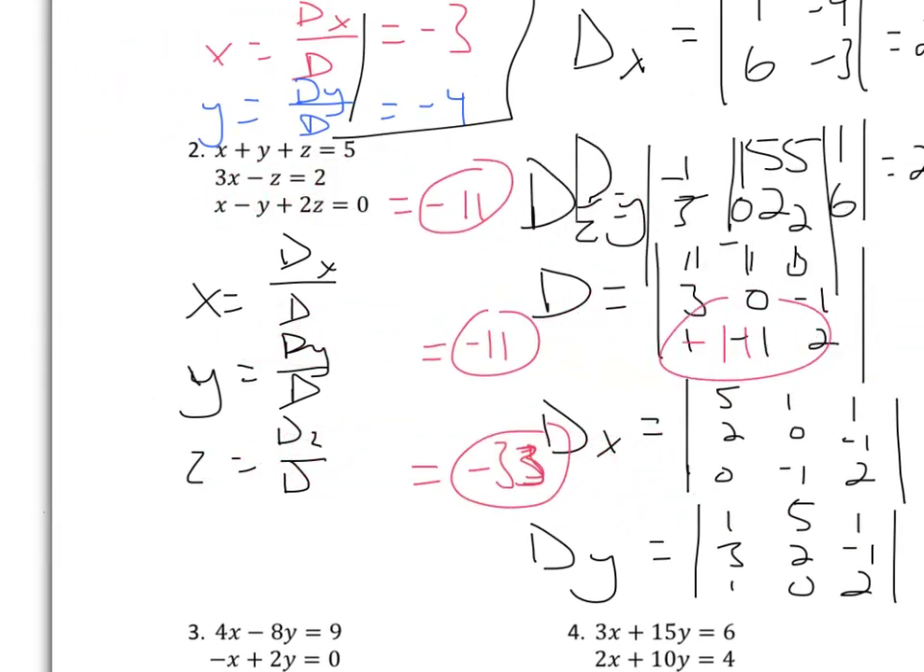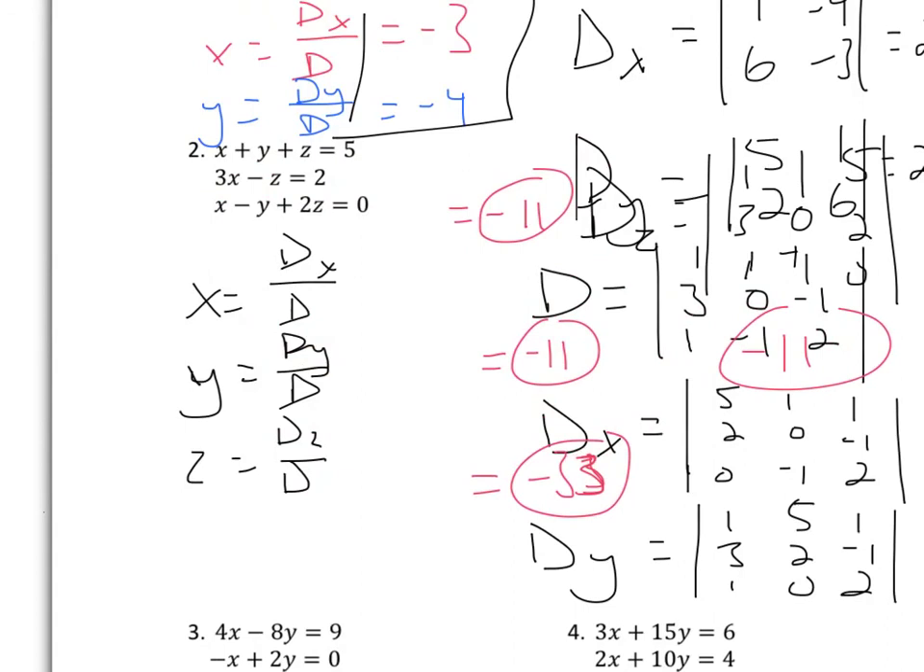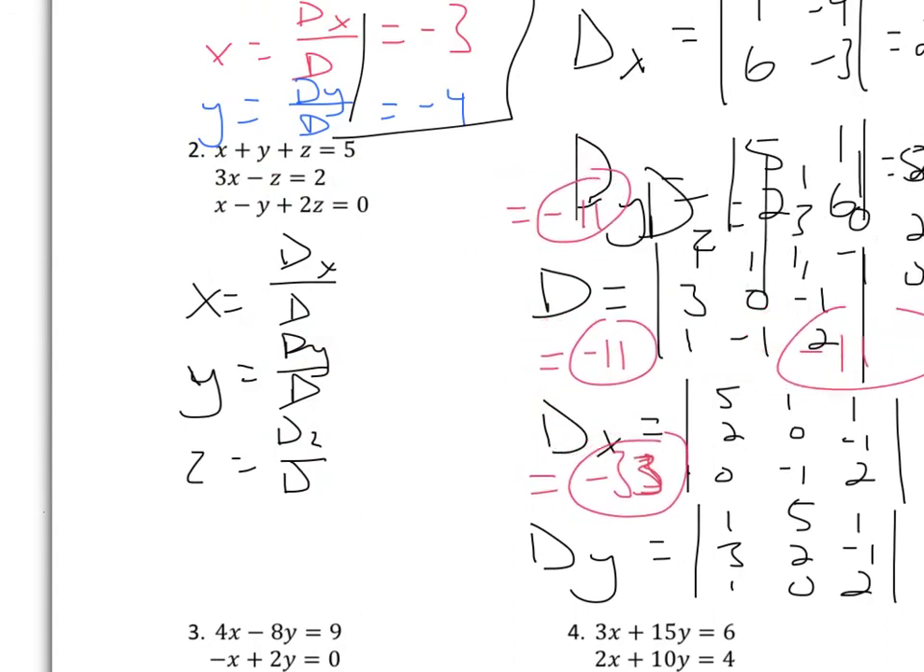Cool. I just moved that around. Okay, here are the answers. So to find x, we need dx, which is -11 over d. -11 over -11 is 1. -33 over -11 is 3. -11 over -11 is 1. The answer is x is 1, y is 3, z is 1.